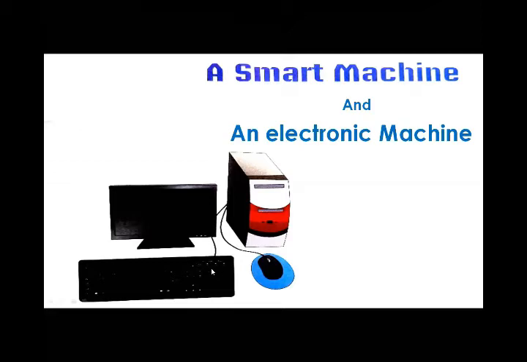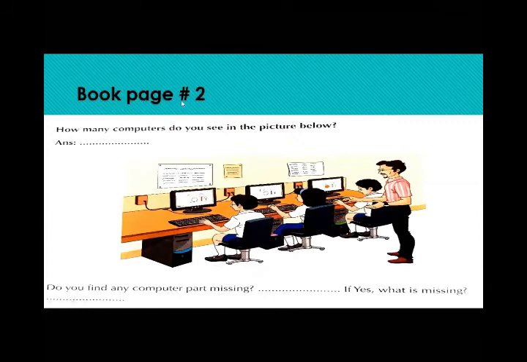Now look at the picture very carefully. How many main parts does the computer have? It has four main parts: monitor, CPU, keyboard, and mouse. Now I have an activity for you. All of you, open your book page number 2 and see this activity. We will solve it now. Keep a pencil in your hand and try to solve it with me.